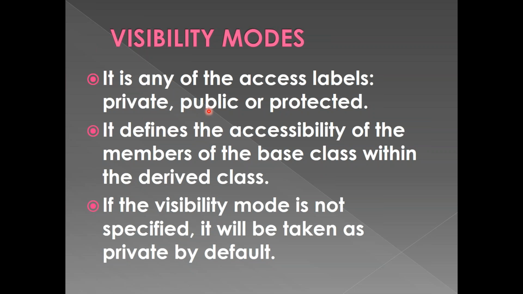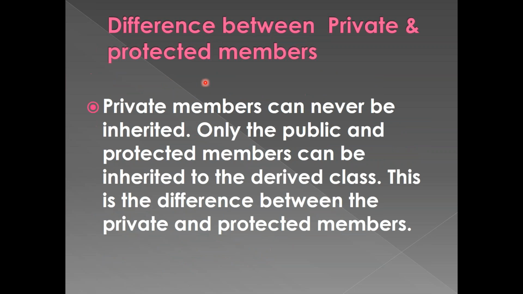We will discuss more about this. If you did not declare anything about a class, the class is public by default. Next, what about private? We will discuss more about private today itself. It defines the accessibility of the members of the base class within the derived class. If the visibility mode is not specified, it will be taken as private by default. Remember that.